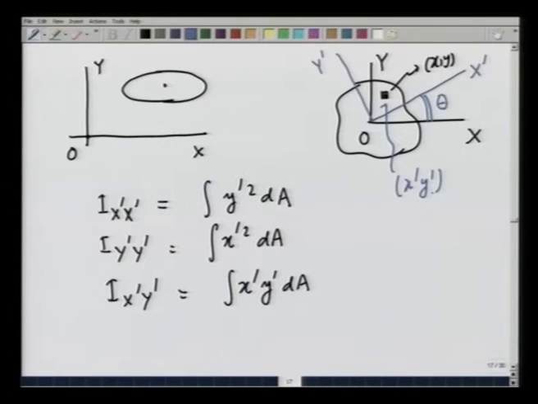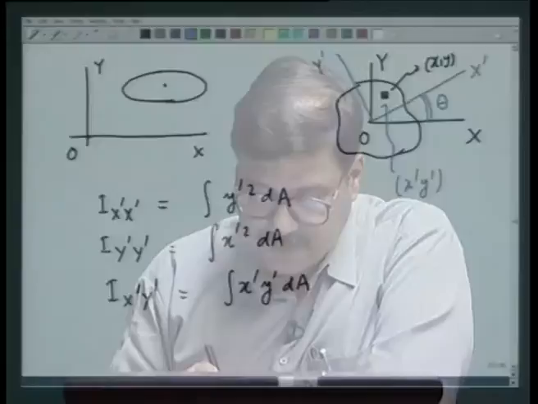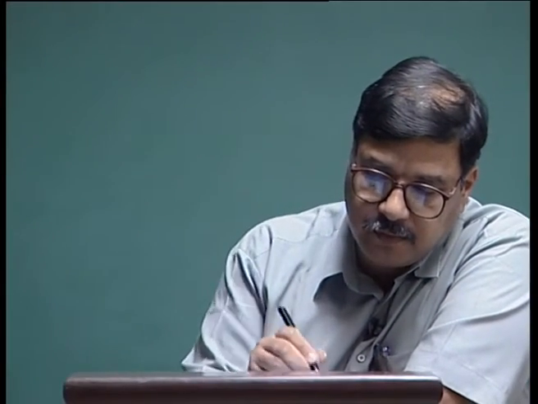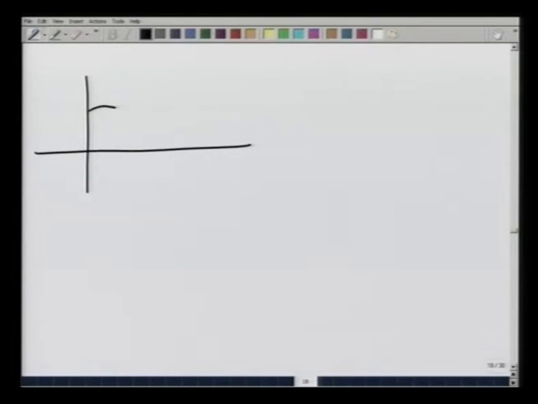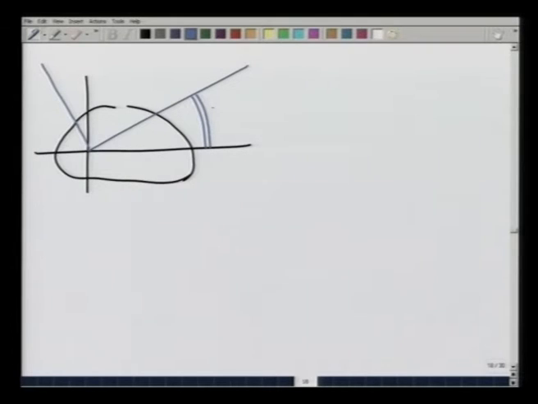We can find out the relationship of I x prime with those similar quantities in the unrotated frame by simple transformation laws of x and y coordinates. So, let us do that now. What we are given is an area, and we wish to calculate its second moment of area and product of area with respect to a set of axes x prime y prime when they are given in x and y.